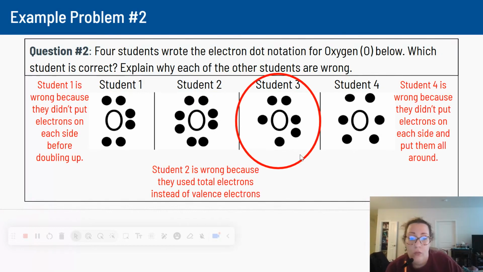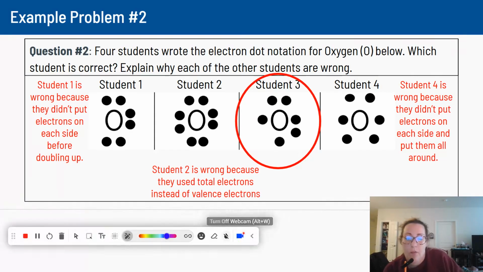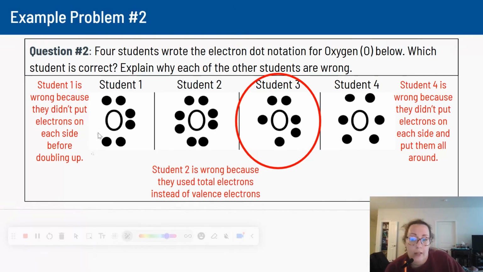Okay, student 3 is the correct electron dot diagram for oxygen. Oxygen has 6 valence electrons. They put 1 on each side and then went back to pair it up. So this is how they did it. Oxygen, 1, 2, 3, 4, 5, 6. Okay. Student 1 is incorrect because they didn't put 1 on each side before they doubled up their valence electrons.